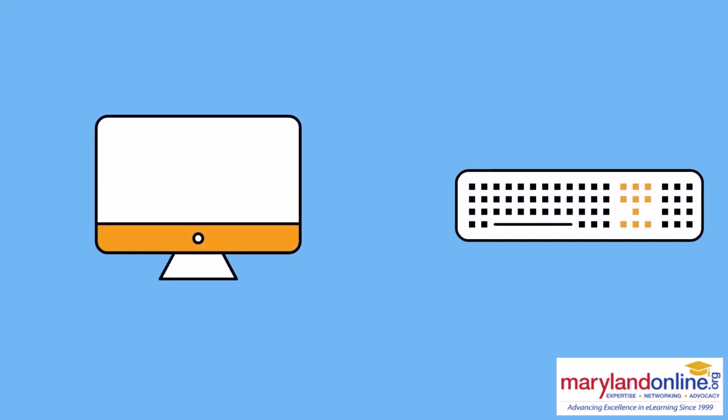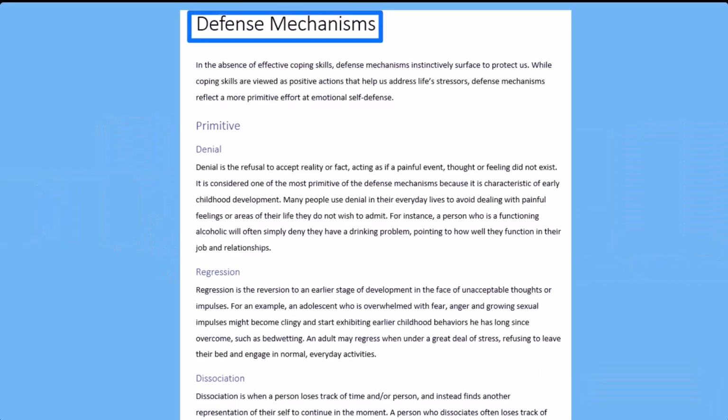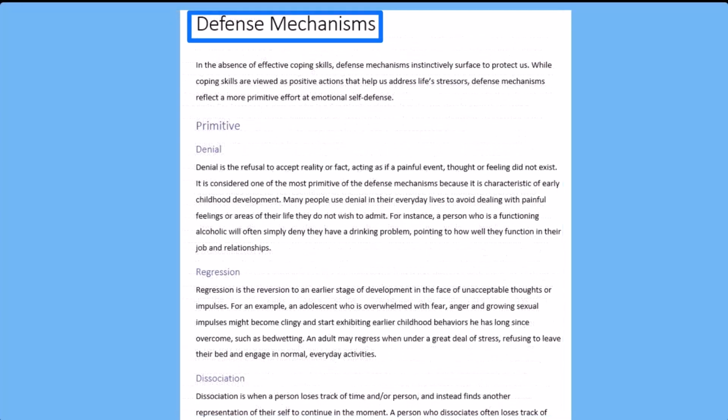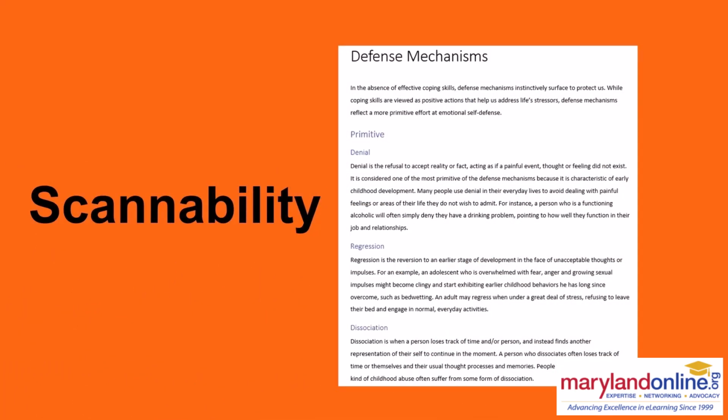So, headers also affect operability. Headers are very important to a student using assistive technology as they navigate your information. Let's say the student wanted to return to a previous section. Without headers, they'd have to return all the way back to the beginning. But with headers, they can jump between sections. This is often referred to as scannability.